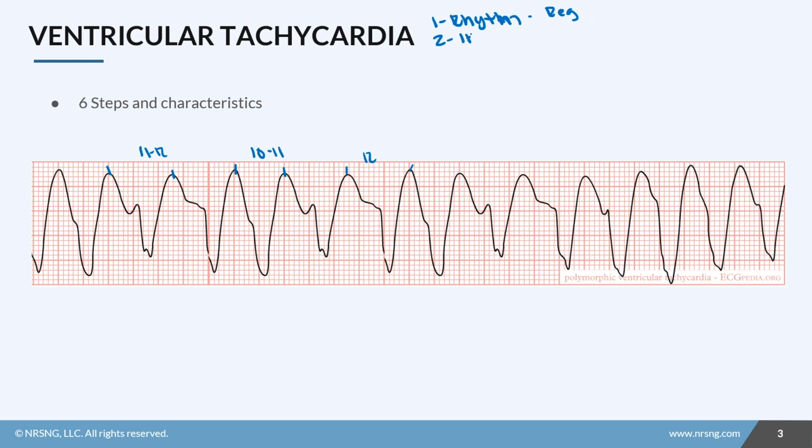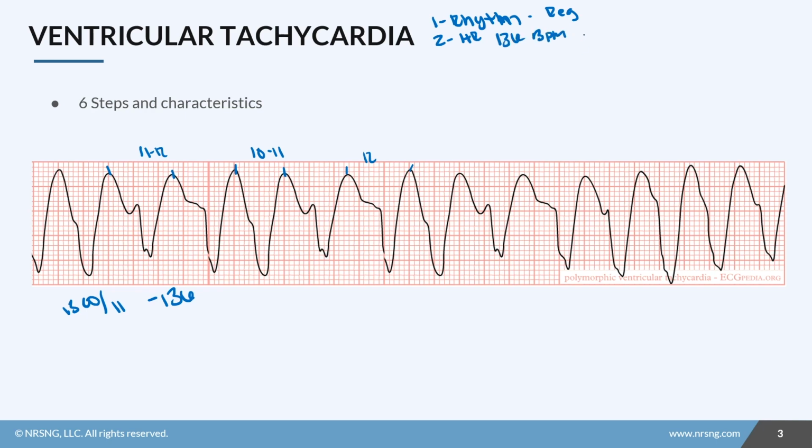In step number 2, let's count the heart rate. So we have 1, 2, 3, 4, 5, 6, 7, 8, 9, 10, 11, 12, 13. So that's 130, but let's do the 1500 method. We're just going to go ahead and divide it by 11. So we have 136 beats per minute.